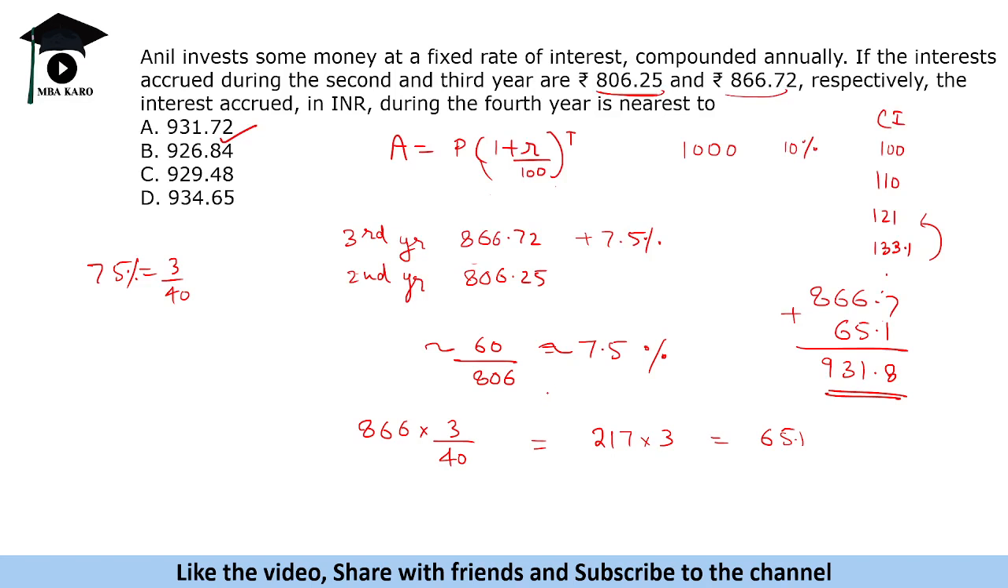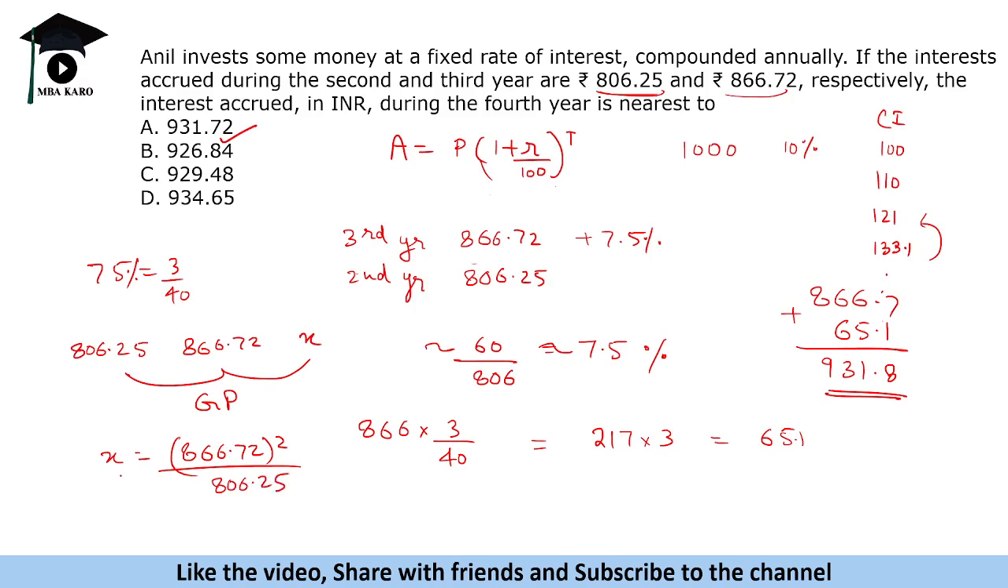Okay, now another approach that you could have used while using the calculator is, now this is in GP, right? So whatever this term is, it is 806.25, this is 866.72, and this is, let us say, X. So these are in GP. So you could have used that X is equal to 866.72 whole square upon 806.25. Now this you could have done only using a calculator. Manually it is not possible. Okay. So this is the approach that you could have used.